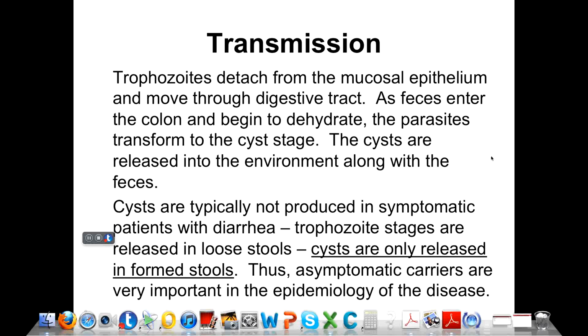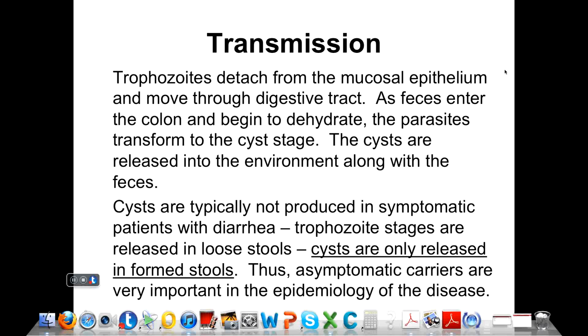And really, giardiasis is not associated with any significant mortality. The only danger of giardiasis would be through dehydration if someone was not treated properly. Transmission then occurs because the trophozoites detach from that mucosal epithelium. They move down the digestive tract. As the feces enter the colon, dehydration is occurring and the cyst stage forms. The cyst is released into the environment along with the feces, and the cyst is the infective stage.